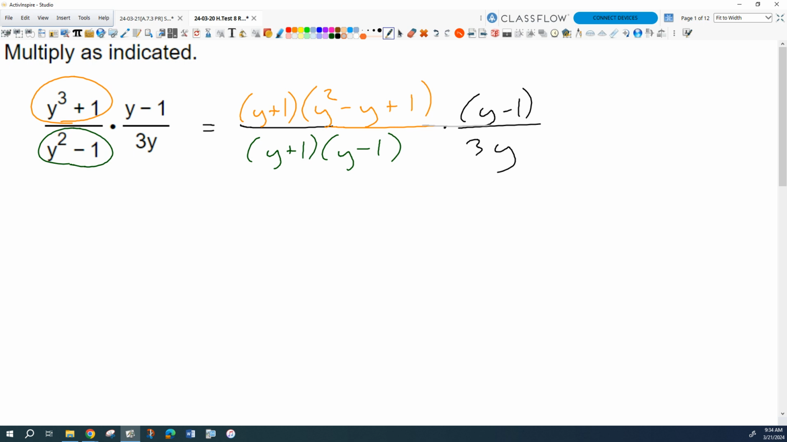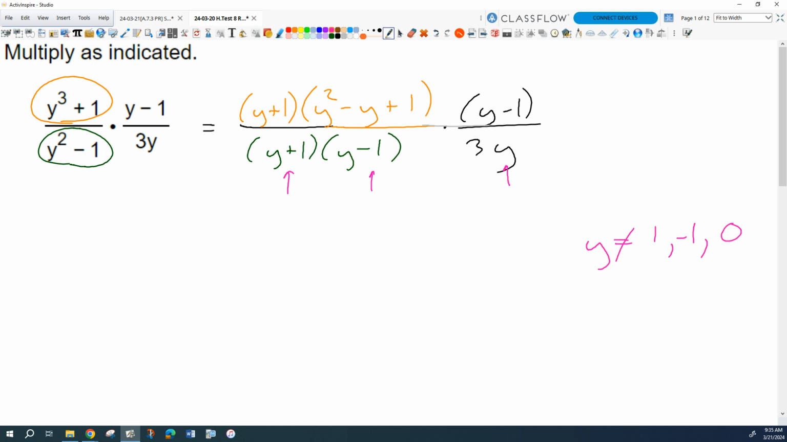Okay, now what? Cancel out. But before we cancel, exclusions, right? We need our exclusions, don't we? So our exclusion list, what are values that y cannot be? 1, negative 1, 0. Because of that factor, and that factor, right? Okay, now we can cancel.